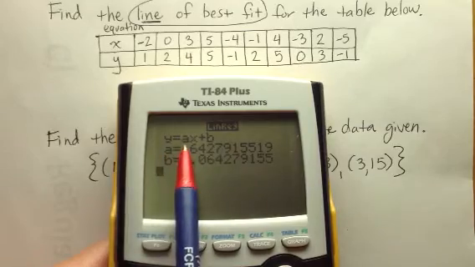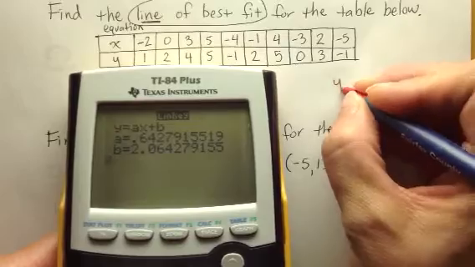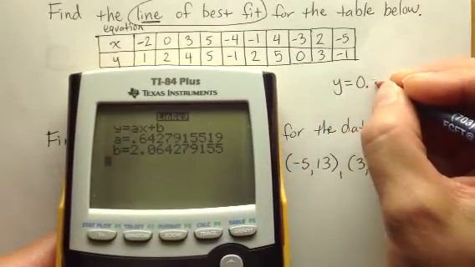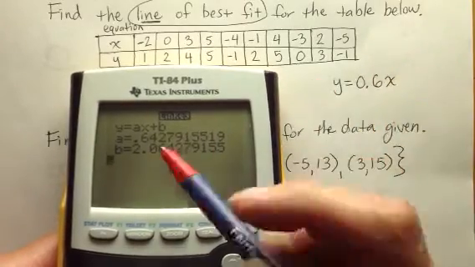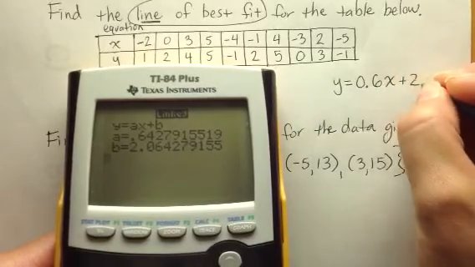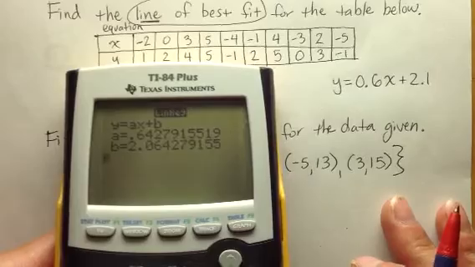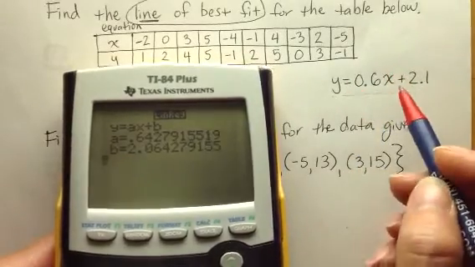A is going to be our slope. I don't know why they use A. We usually use M. Y equals, and let's just do the nearest tenth, x plus b. B is positive, and to the nearest tenth, 2 1/10.